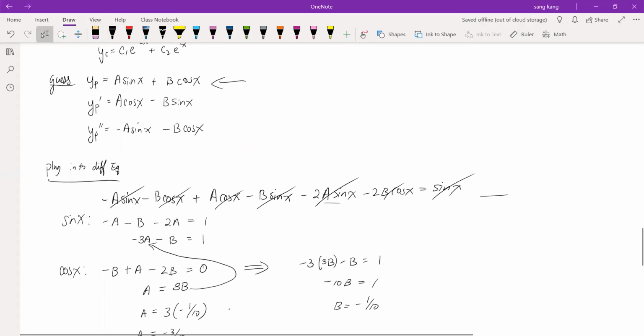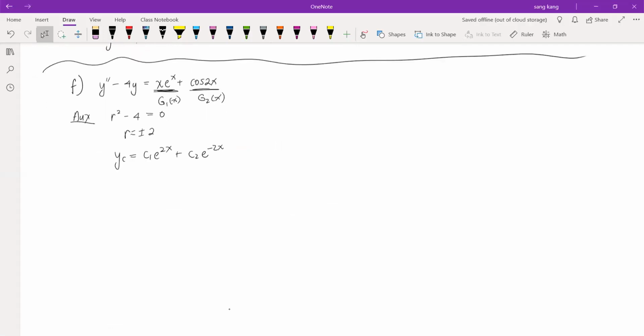So let's just look at g1 of x. So we'll look at the case y double prime minus 4y equals x e to the x. So this is for G1. So now our complementary is not going to change. We already found the complementary. It's not dependent on G1 or G2, so that just stays constant. So now we're going to guess the particular for case 1.